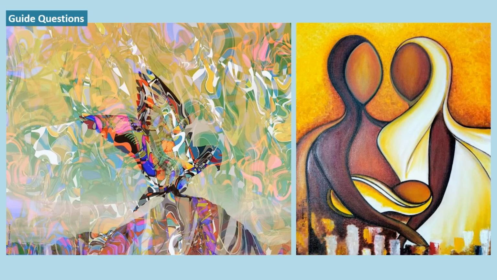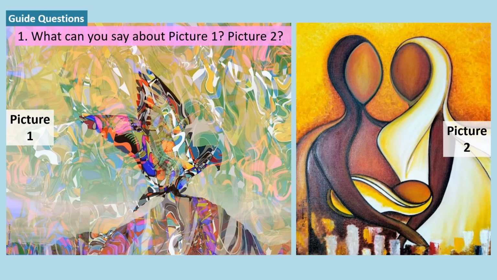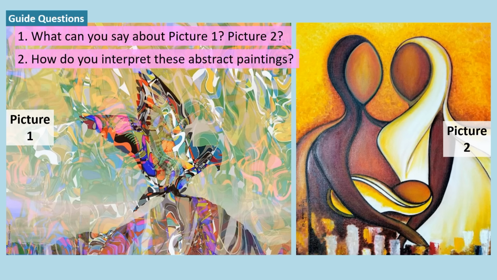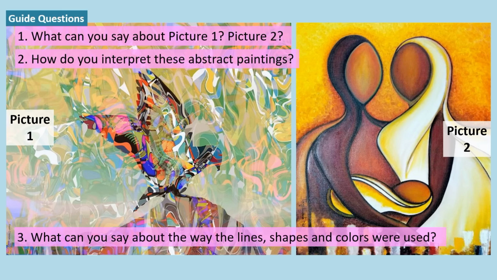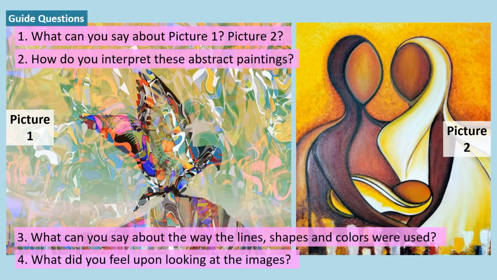This week, we will focus on visual elements. Before that, let's take a look at these images first. What can you say about picture 1? How about picture 2? How do you interpret these abstract paintings? What can you say about the way the lines, shapes, and colors were used? And what did you feel upon looking at the images?